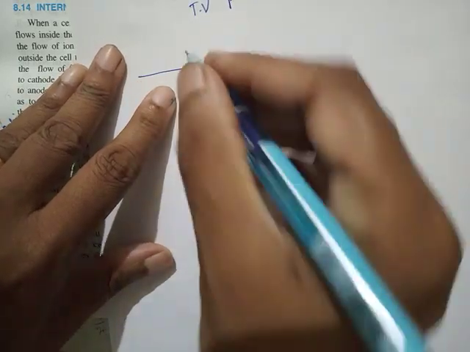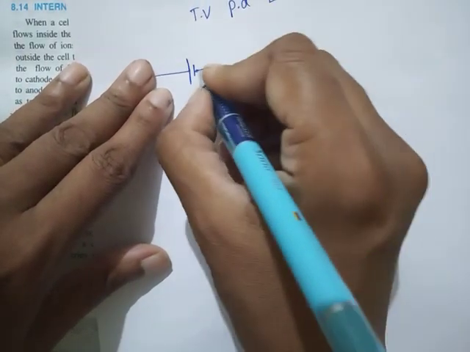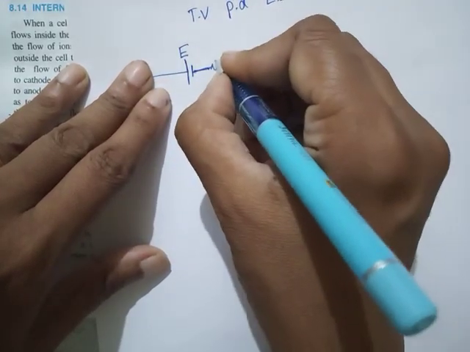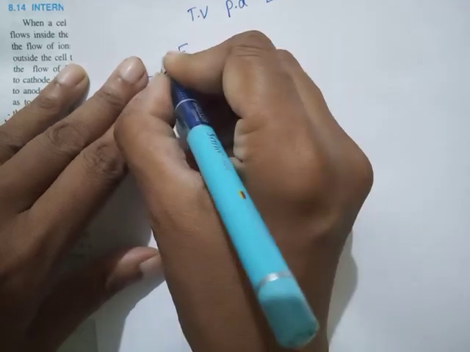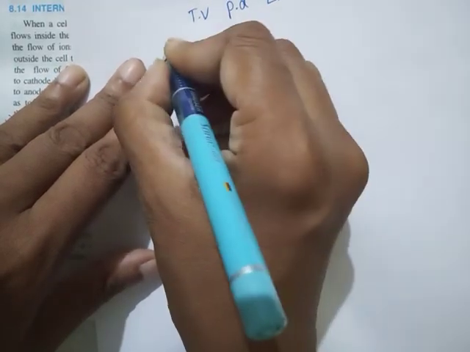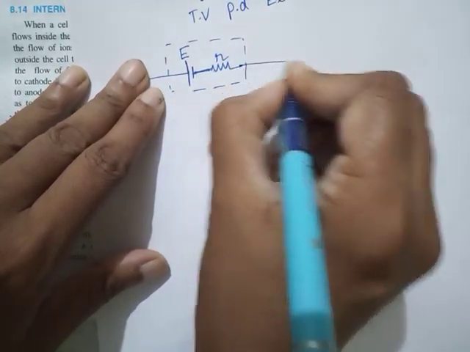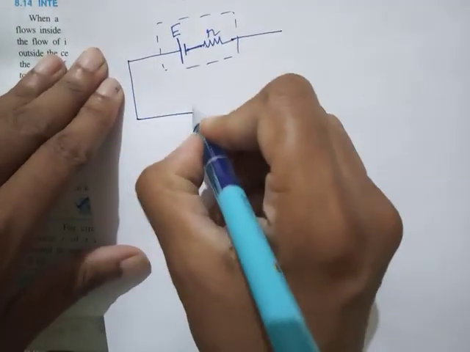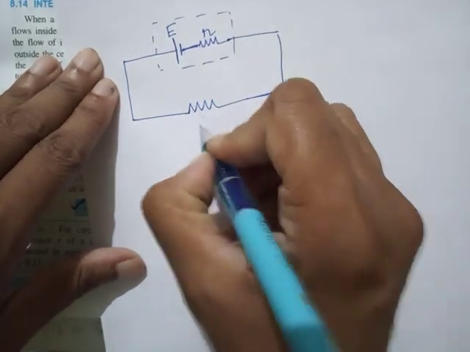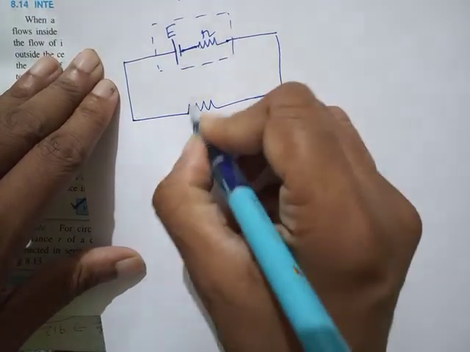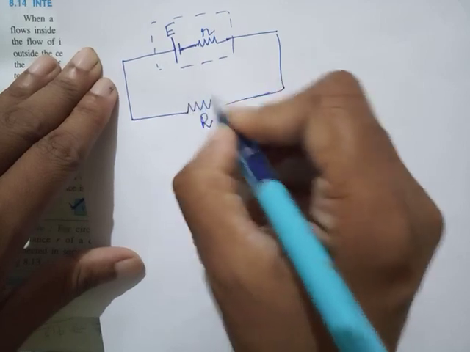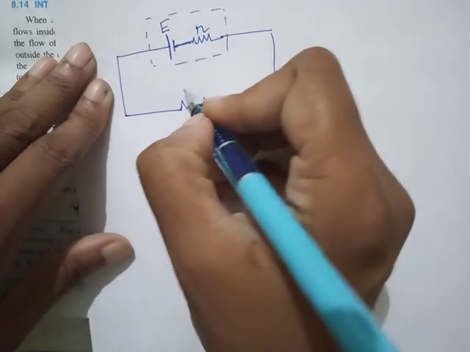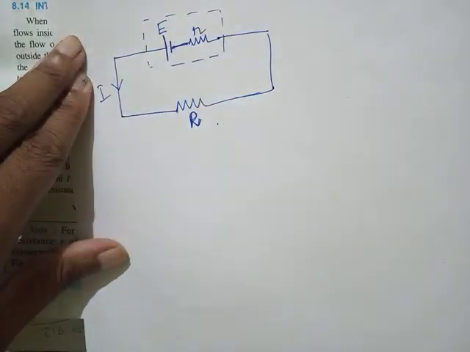But if they give internal resistance also, then along with the battery you'll write EMF here, and next to the battery itself, you'll draw one small resistor, that is the internal resistor. These two together are considered as your battery now. And then R is your external resistor. It can be the resistance of a bulb or a fan or whatever it is. That resistance is capital R. And I is the current going.